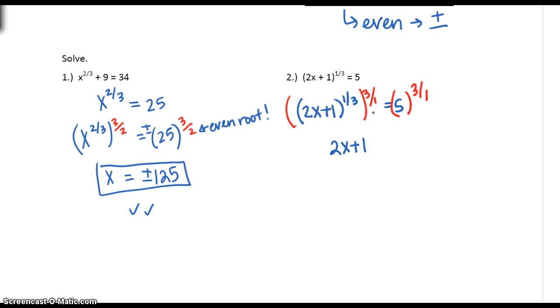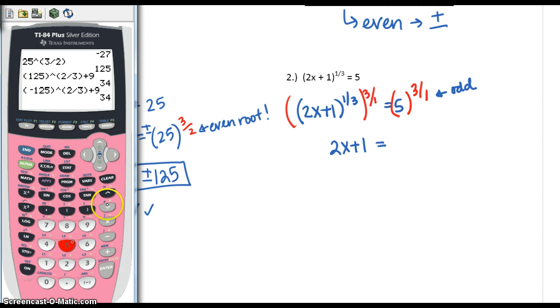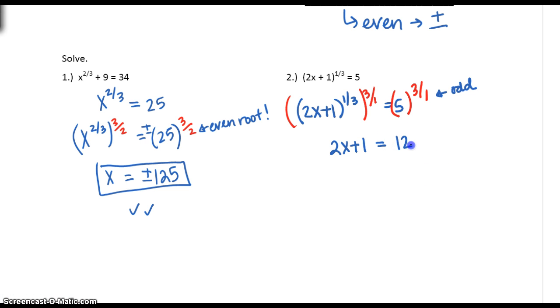And we have to ask ourselves, hold up, was this an even root? Look in the denominator, we have a 1. This is an odd root, so you do not need the plus or minus. You do not need the plus or minus. And we might as well do 5 to the, now 3/1 is 3, so I'm just going to do 5 to the 3rd. So we get 125. No plus or minus because it's an odd root. Subtract my 1. And then we divide by 2, and we get 62.